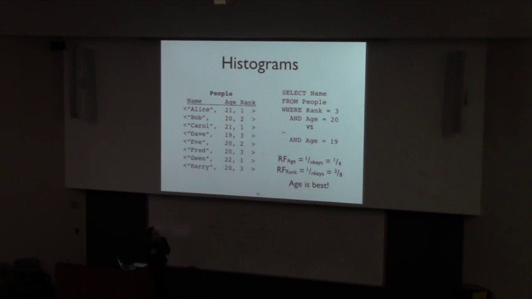If I make a uniform assumption, then I'm going to end up thinking that age is going to reduce my data set to a quarter of its original size. So there are four different age values here, and I'm looking for one specific age. On the other hand, if I'm looking for rank, well, there are three different ranks. And as a consequence, I'd end up estimating that I pick three-eighths. I'll get back three-eighths of my data set.